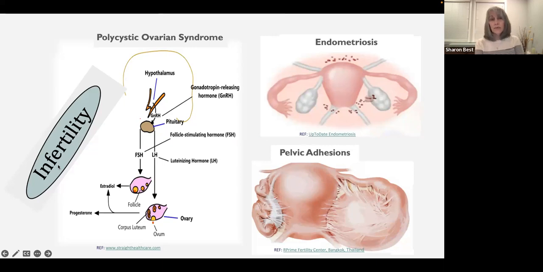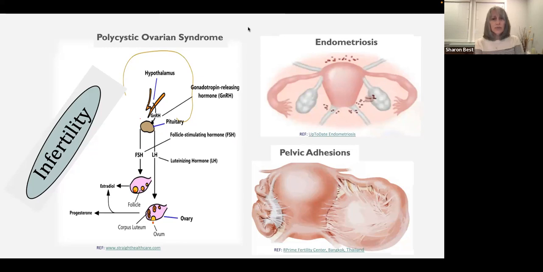Infertility can be either primary, which means the woman has been unable to achieve a first pregnancy, or secondary, which means she is having a problem achieving a second or third pregnancy. There's many reasons that cause infertility, and usually the cause is multifactorial.